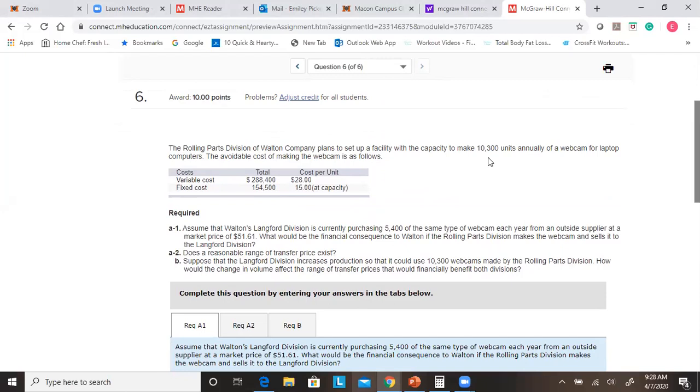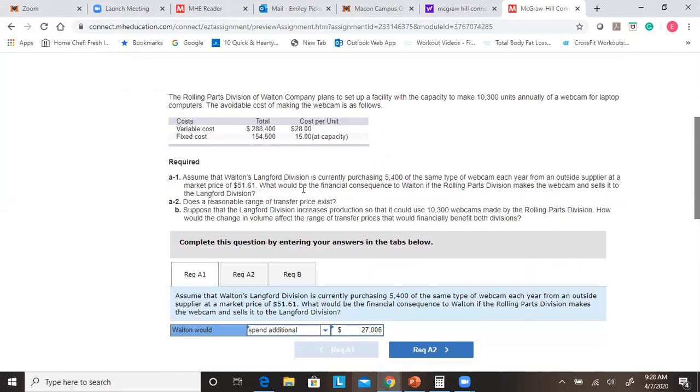All right. So we have the capacity to make 10,300 webcams. And this is important because if we didn't have the capacity to make them, then it wouldn't even be relevant. So here are the variable and the fixed costs. They're currently purchasing 5,400 of the same type of webcams each year from an outside supplier at a price of $51.61. So what would happen if they made the webcams and sold it to the other division?